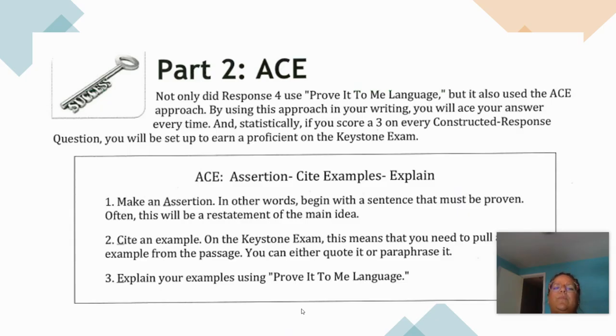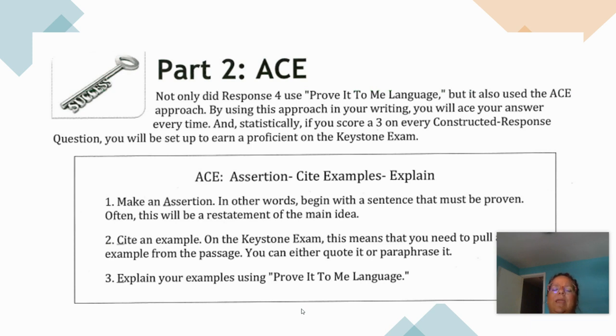So, I've been talking about prove it to me language, and we used the ACE approach yesterday. So by using this approach in our writing, you will ace your answer every time. Statistically, if you score a 3 on every constructed response question, you'll be set up to earn proficient on the Keystone exam. So ACE is just very similar to our RACE procedure. It's assertion, cite examples, explain.